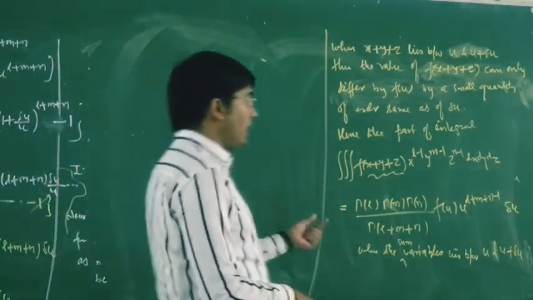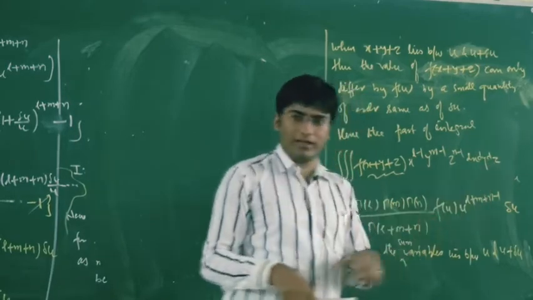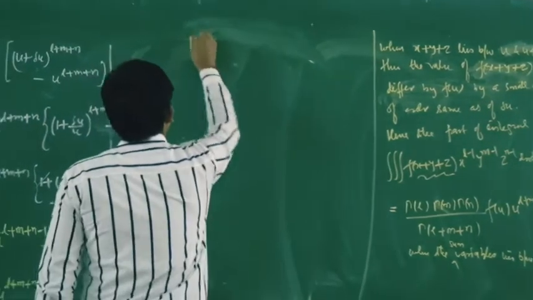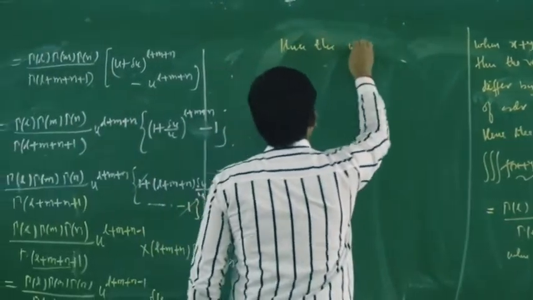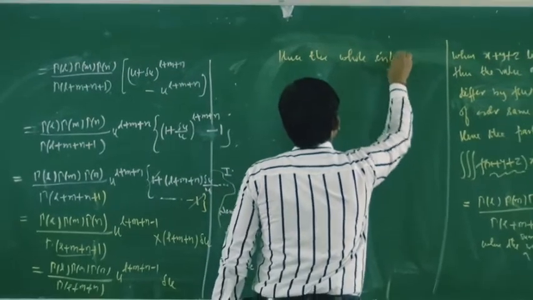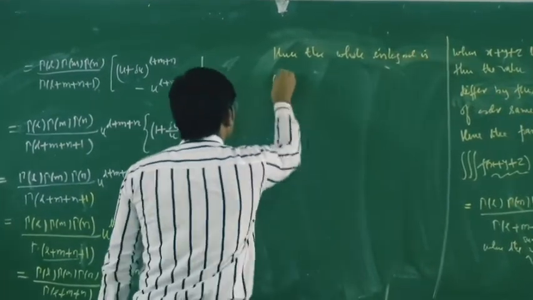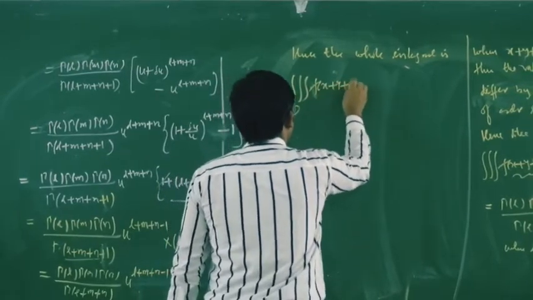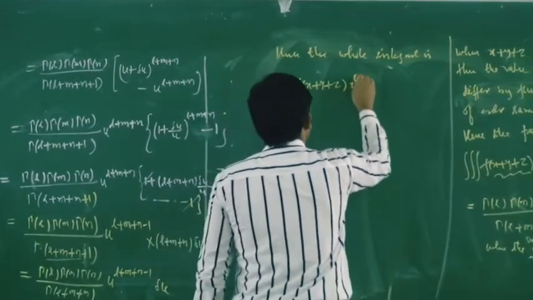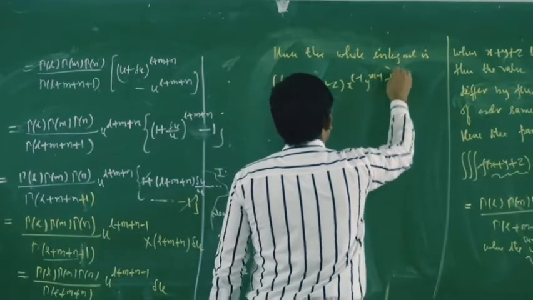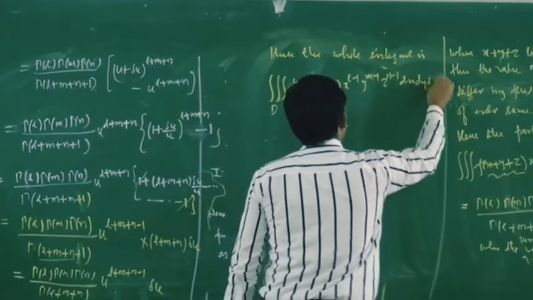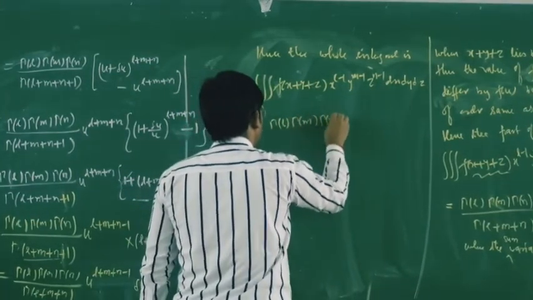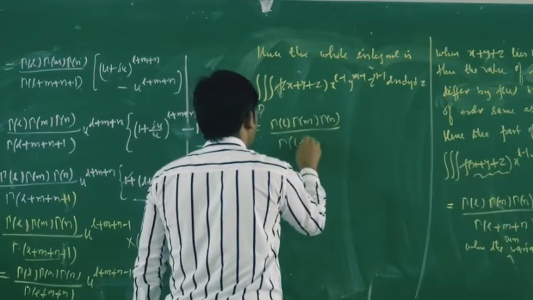Now this was the part of the integral for small delta u. Now the whole integral is given by, hence the whole integral is equal to the triple integral of f of x plus y plus z, x to the power n minus 1, y to the power n minus 1, z to the power n minus 1 dx dy dz. Now this will be equal to gamma L, gamma M, gamma N upon gamma L plus M plus N.